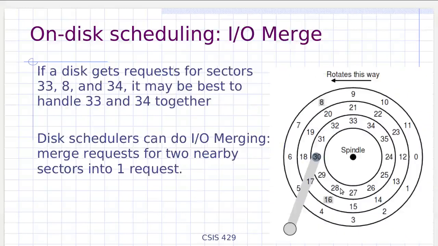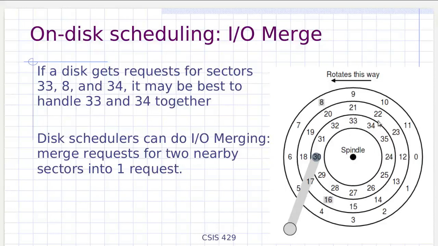One last thing that we want to look at as far as on-disk scheduling is I/O merges. So what if you get a request for sectors 33, 8, and 34? Here your head is positioned right over sector 30, and you want to read 33, which is over here, and 8, and then 34. In such a situation, you don't want to read 33 and then zoom all the way to 8 and then zoom back, because you'll miss 34. You probably want to do 33 and 34 together.